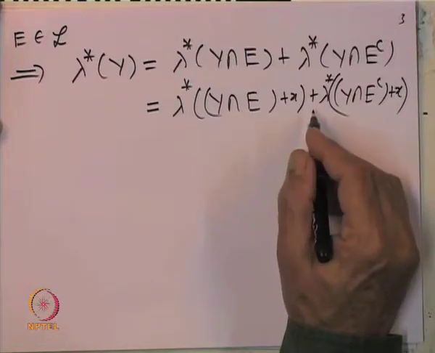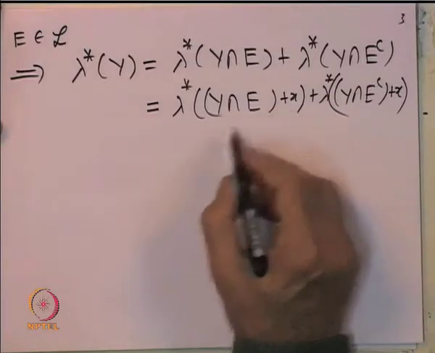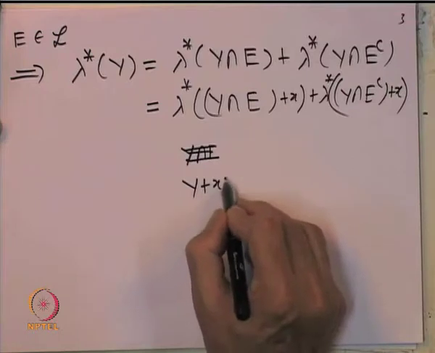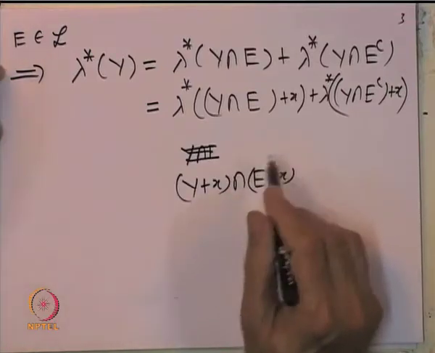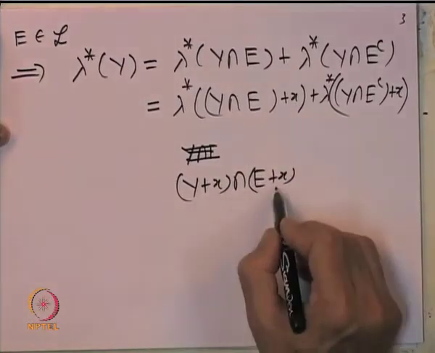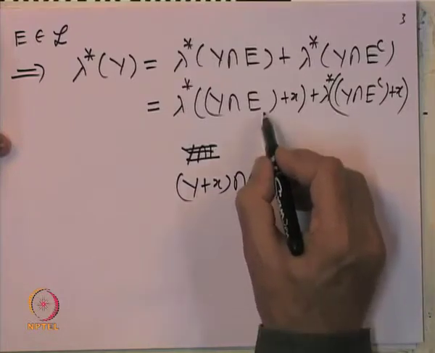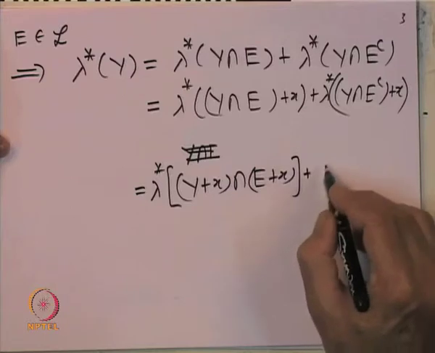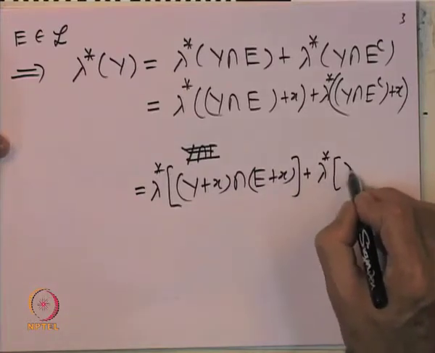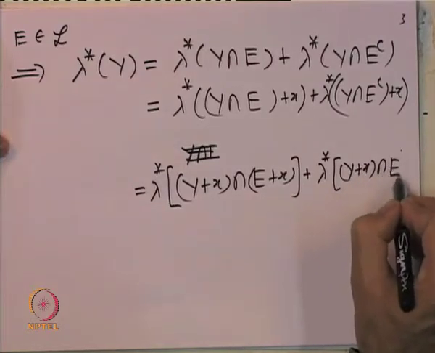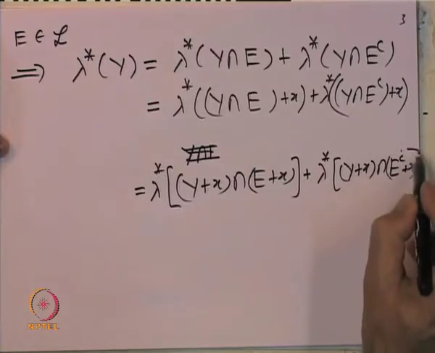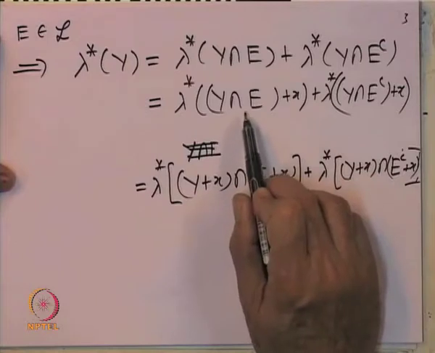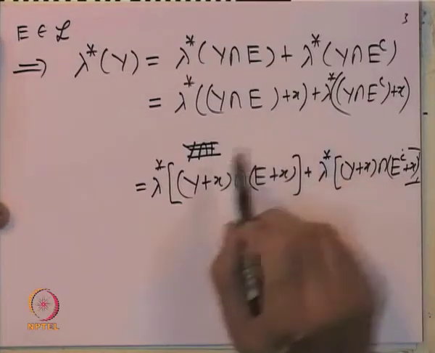And now, a simple observation will tell you that y intersection E plus x is the same as y plus x intersection E plus x. Meaning that if you take intersection and translate, that is the same as translating and then taking intersection. That is a simple set theoretic property. So the first term here is equal to lambda star of y plus x intersection E plus x, and similarly the second one gives lambda star of y plus x intersection E complement plus x. That is using the fact that lambda star is translation invariant and that intersection and translation commute with each other.